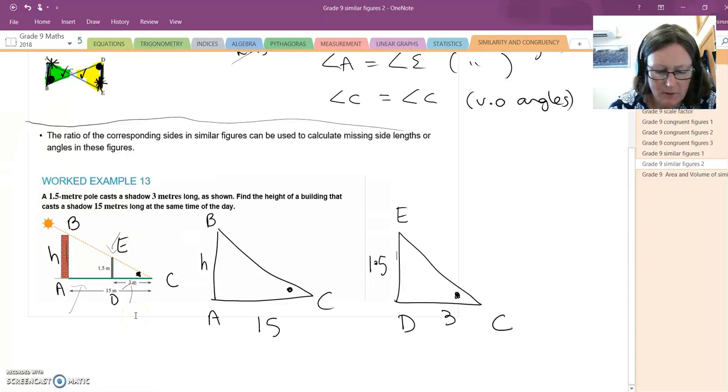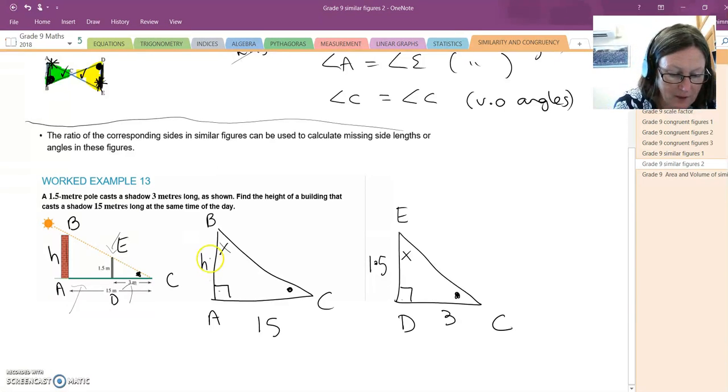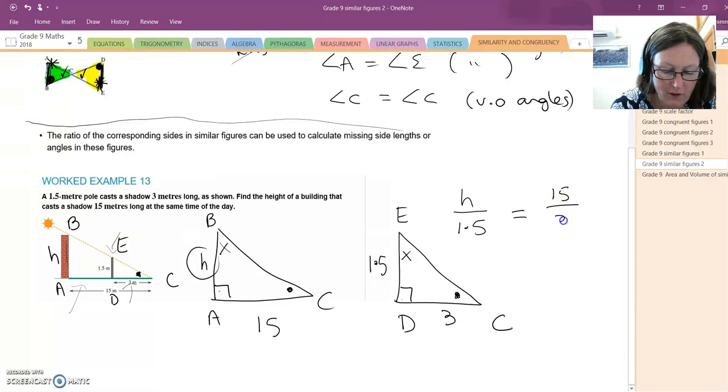Firstly, they are similar triangles because this is a right angle in both of them. So these angles must also be equal because the three angles in a triangle add up to 180, and they've both got 90 and they've both got the dot, so the cross must be the same in both. So they are similar figures, and if they are similar figures, the sides must be in the same scale factor. So H over 1.5 is equal to 15 over 3, because these are the corresponding sides.